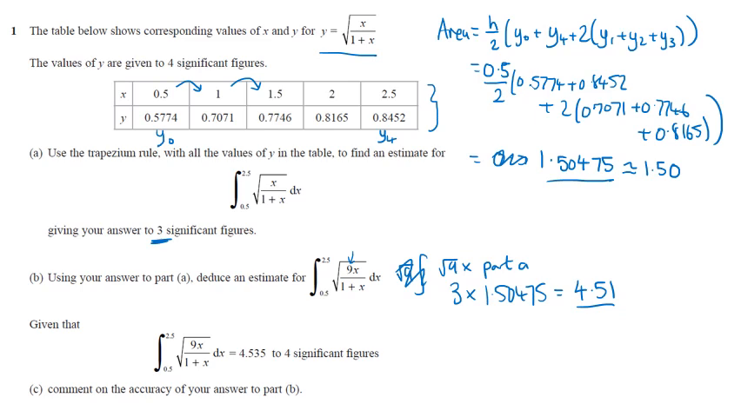And then finally, we're told that to 4 significant figures, the actual value of that integral is 4.535. Comment on the accuracy. Well, if we compare that with our value, we can see that it agrees to 1 decimal place. Okay, and that's a statement that would suffice there.